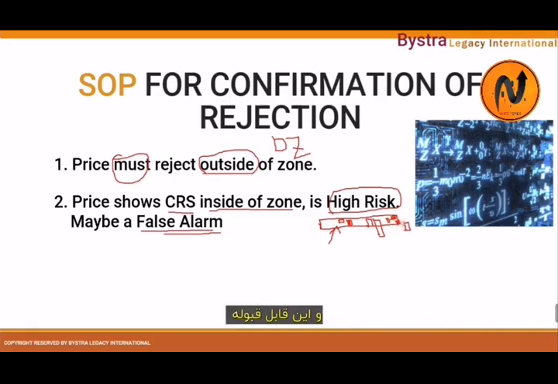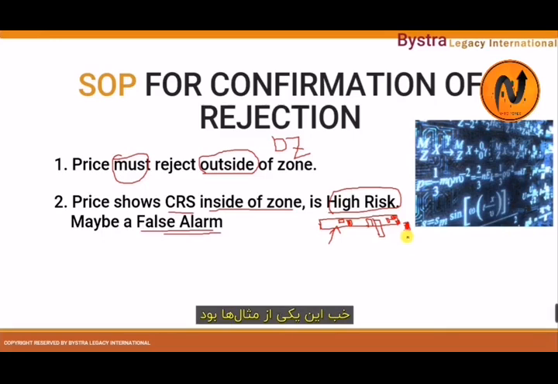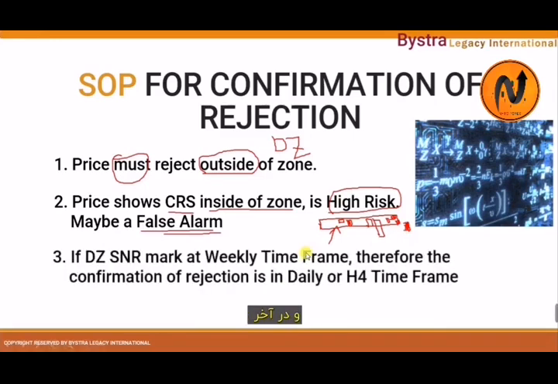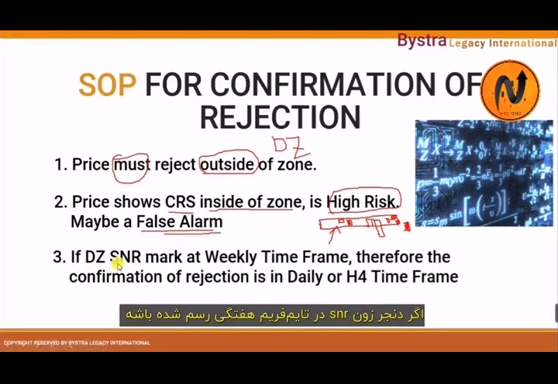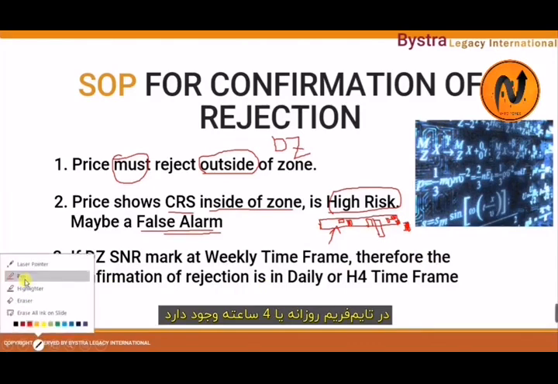This, yes, is acceptable. So if the three black crows, the third candlestick, close outside of the zone, then this is considered low risk and is considered as a confirmation of rejection. So this is one of the examples. And lastly, if the danger zone SNR is marked at the weekly time frame, then the confirmation of rejection is in the daily or the H4 time frame.